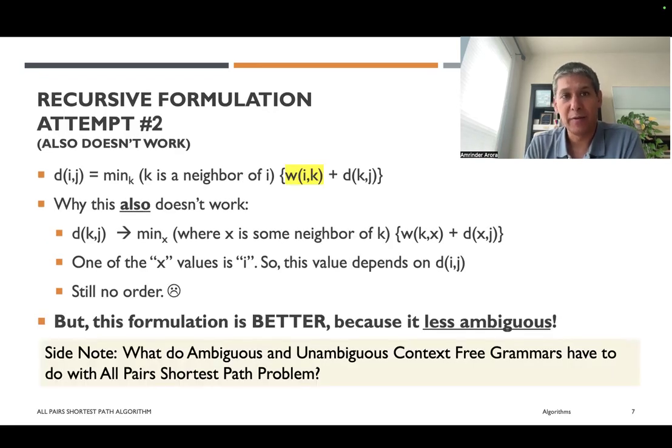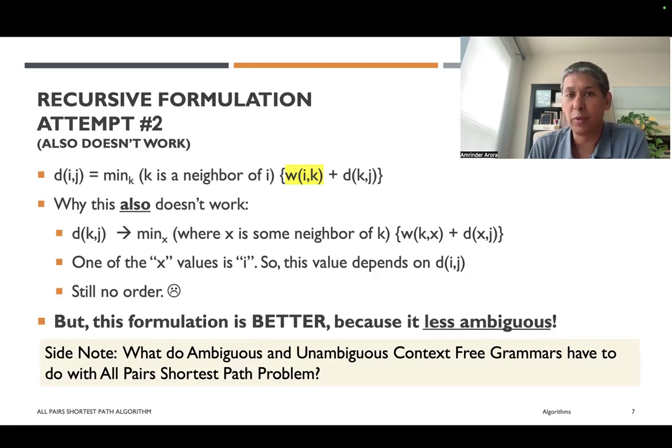Here's a slightly different recursive formulation. It's also fairly intuitive. In this case, we make it slightly tighter. We say Dij is the minimum over some neighbor of I. So first of all, either we're going to take the direct edge Wij, which is not written here, but again, you could impose. Or if you don't take the direct edge between I and J, assuming one exists, then you would take the minimum over K, where K is some neighbor of I. So it's not a random intermediate node, but rather some neighbor. And then you would go directly, so that means Wik, plus from K, you would go to J.